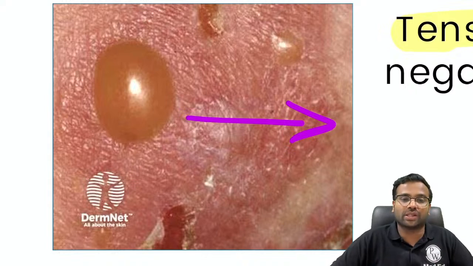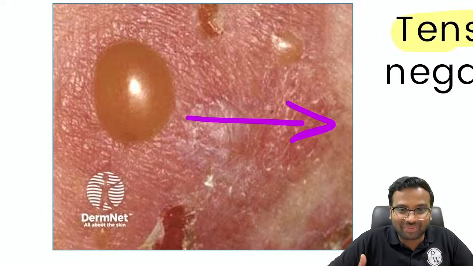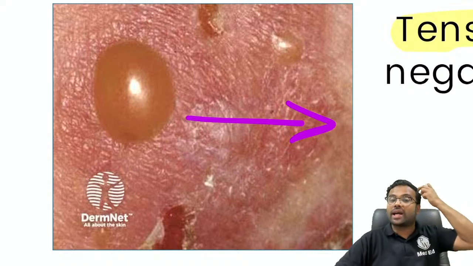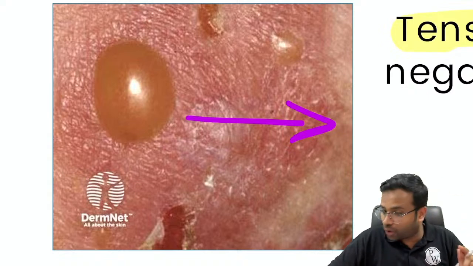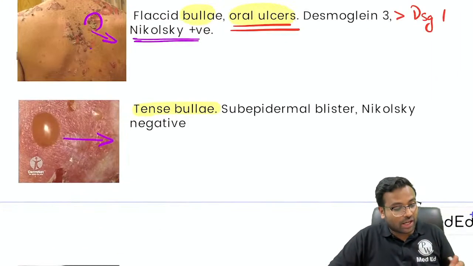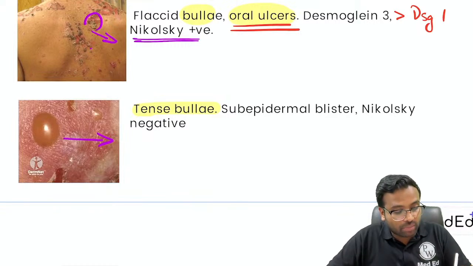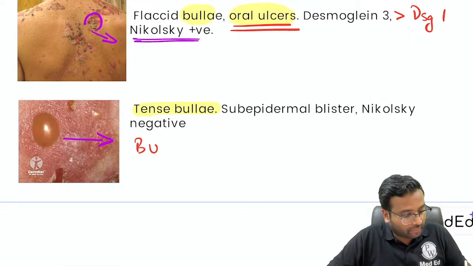Who can answer what is this one? Very good, Krishna. This is called bullous pemphigoid. Excellent. Charan is also answering. So this is called bullous pemphigoid.